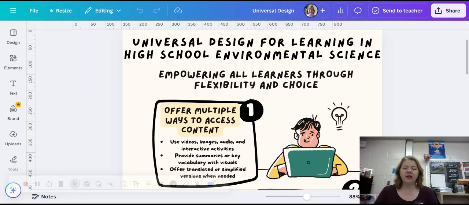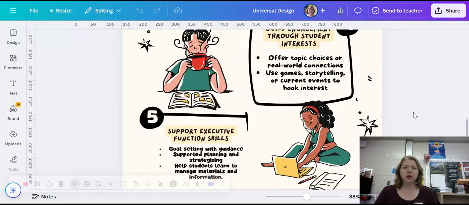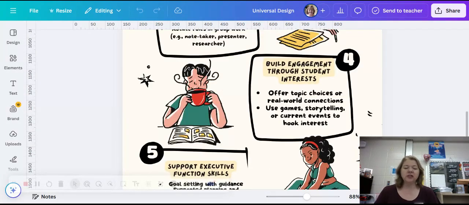The first guideline of UDL is to provide multiple means of engagement. This is the why of learning. To do this, you want to encourage a choice among students whenever possible. Giving students options helps them feel a sense of ownership over their learning. It's important to get to know students, their backgrounds, their interests, and their goals, and find ways to connect learning to what they care about. You can offer choices in topics, the types of projects they create, or even the way they demonstrate understanding.